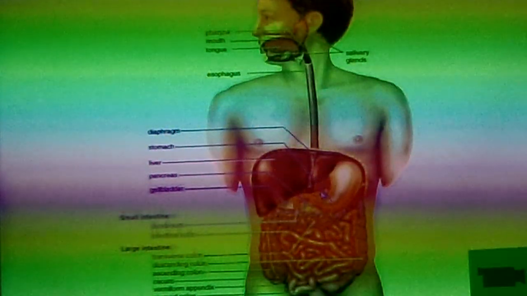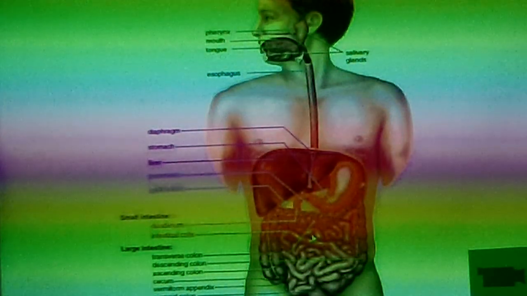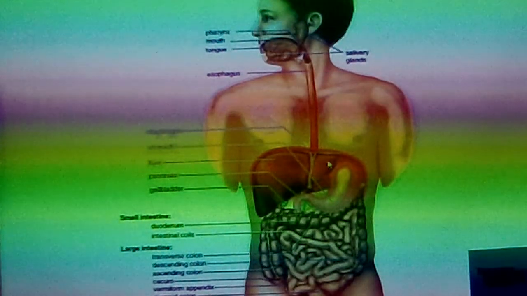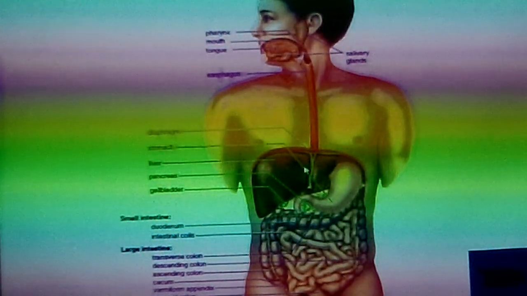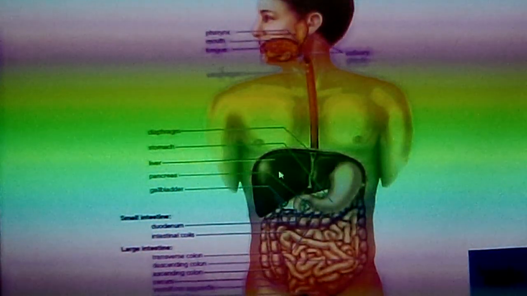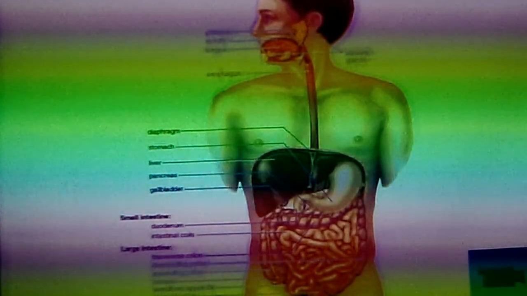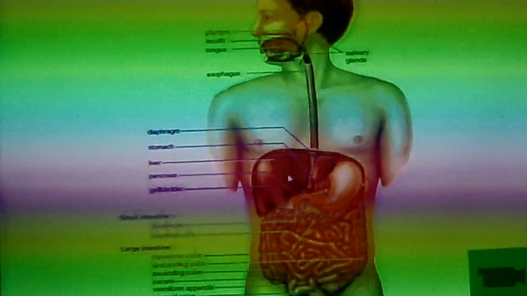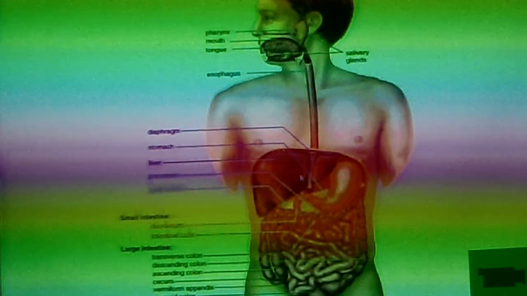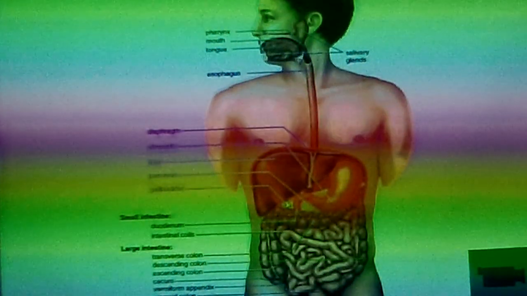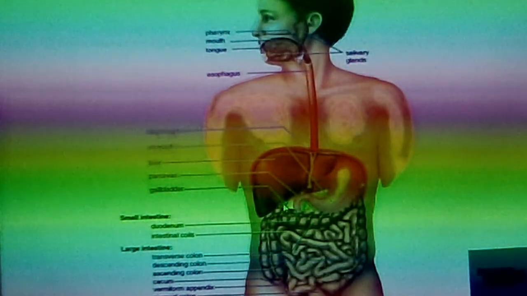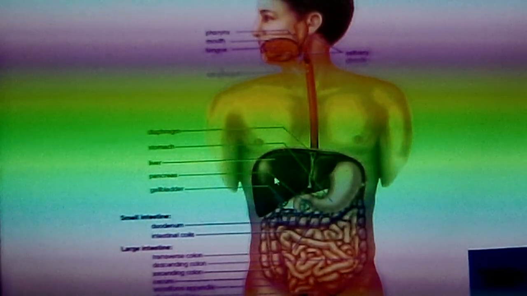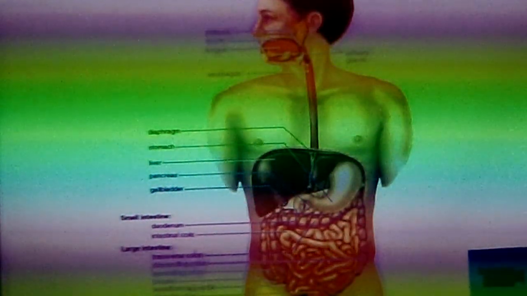What's that thing? This thing right here? No, this. That? Yeah, that's part of the liver. The liver is a big organ here that creates a digestive juice called bile. You ever heard of bile? Yeah. Bile is a digestive chemical that's stored in the gallbladder, which is right there, kind of underneath the liver. And the liver is also used to detoxify the blood.